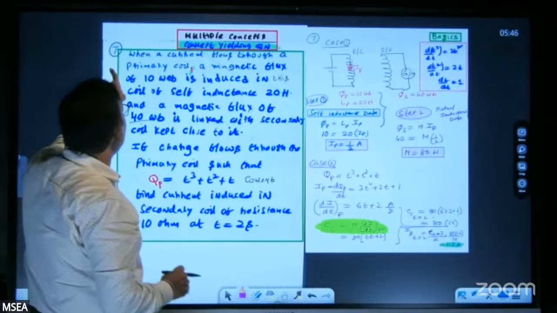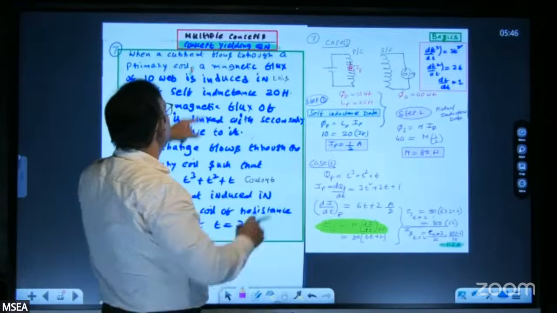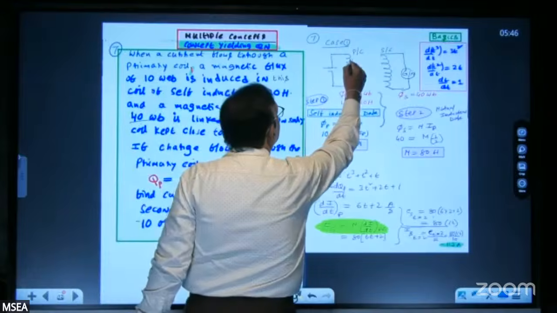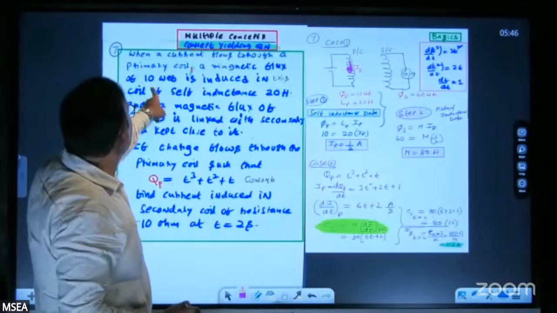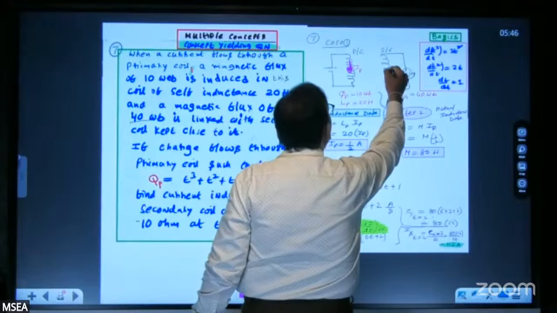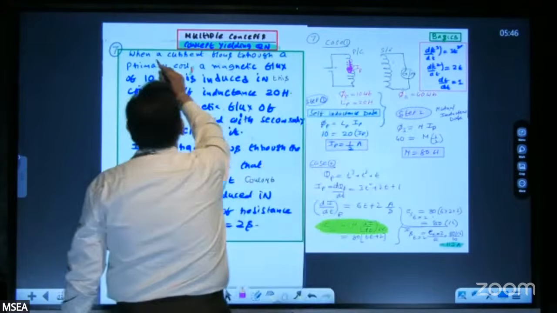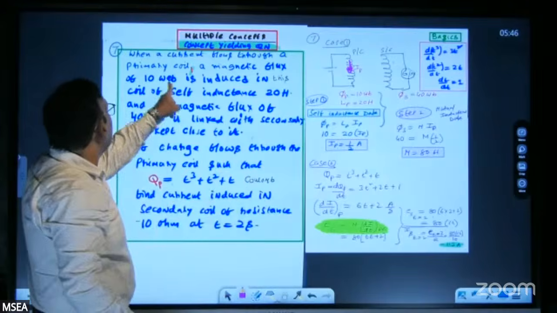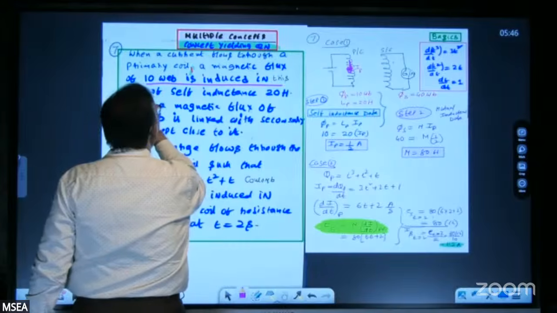Now, when a current flows through a primary coil, the coil through which current flows is known as the primary coil. When a current flows through a primary coil, you know that some field and flux are developed in the secondary coil. When current flows through the primary coil, a magnetic flux of 10 Weber is induced.